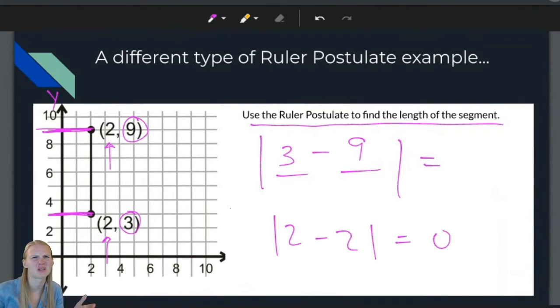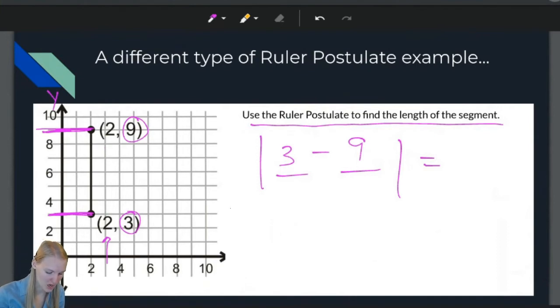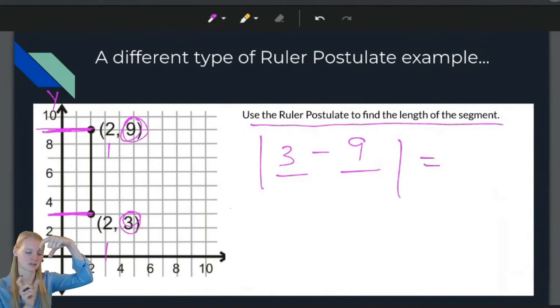And this segment is 0 units long? Like, no, that doesn't make any sense. So you can't use the 2. You want to use the other number in the coordinate. So that's 2 different ways to think about it. Don't use the one that's the same, use the other one. Or think of it as your ruler is parallel to the axis that your segment is parallel to.